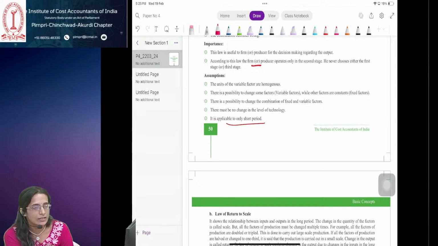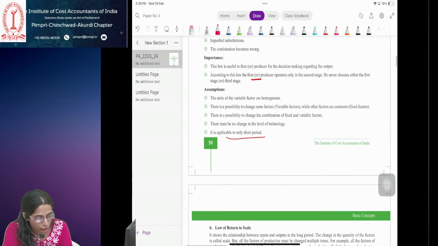To decide how much production to do, at which level there is maximum profit, right? To determine the output level where we can maximize the profit. Otherwise, just reading, there is no point, right? We need to know why we are learning this law of production, right? So they are saying the law is useful for a firm or producer for decision making regarding the output level or the quantity level that we need to produce so that our profit maximizes. That's why we are learning these laws of production.